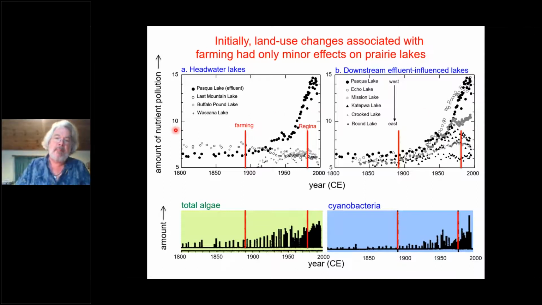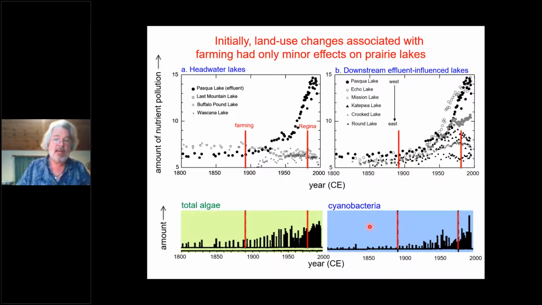And by comparing the lakes that don't receive wastewater, that's these lightly shaded ones, with the lakes that do directly or indirectly receive wastewater, you can see that there's quite a big change in nutrient inputs. And this is basically just a plot of the amount of nutrients as a function of time, or the amount of algae as a function of time.